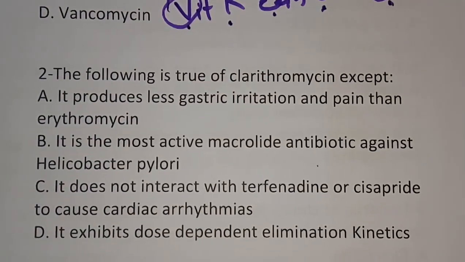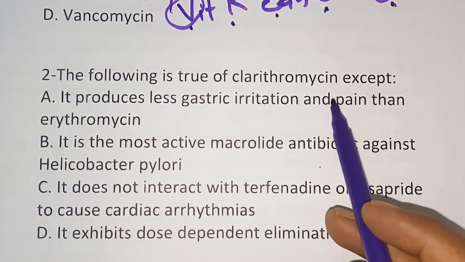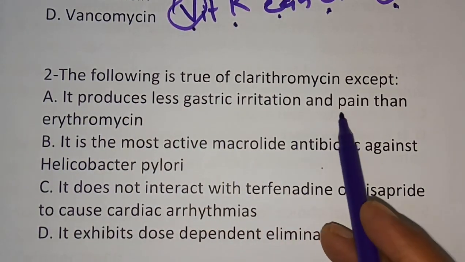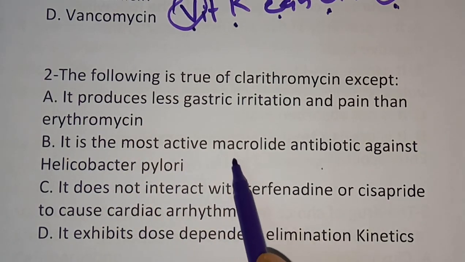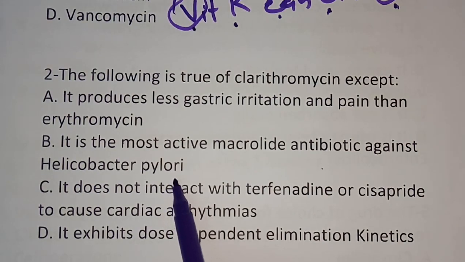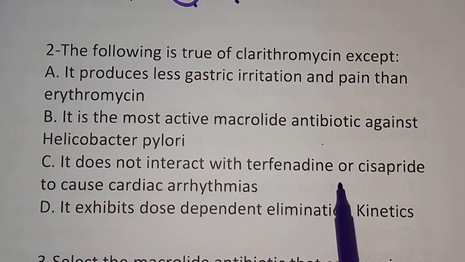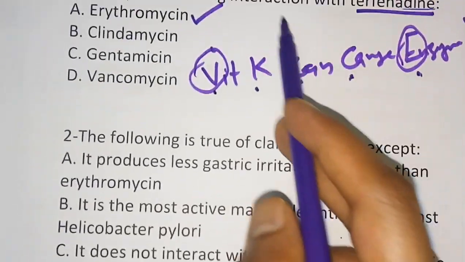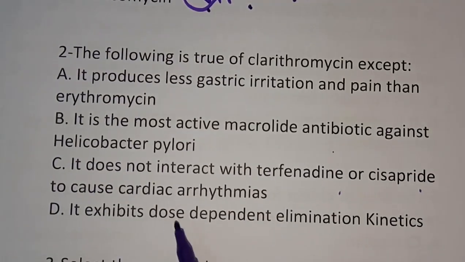The second question: the following is true of clarithromycin except. Option A, it produces less gastric irritation and pain than erythromycin. Option B, it is the most active macrolide antibiotic against Helicobacter pylori. Option C, it does not interact with terfenadine or cisapride to cause cardiac arrhythmia. Erythromycin causes cardiac arrhythmia by reacting with terfenadine.